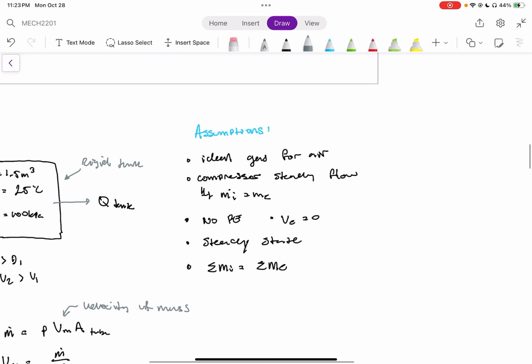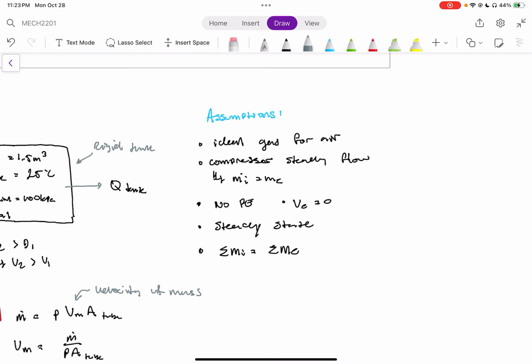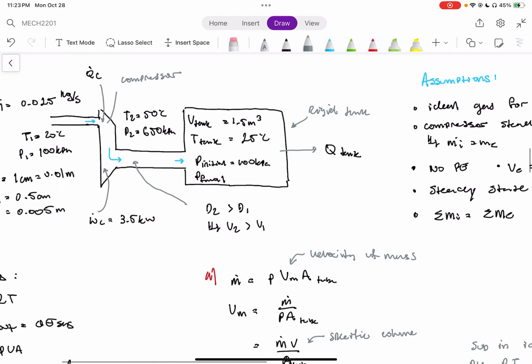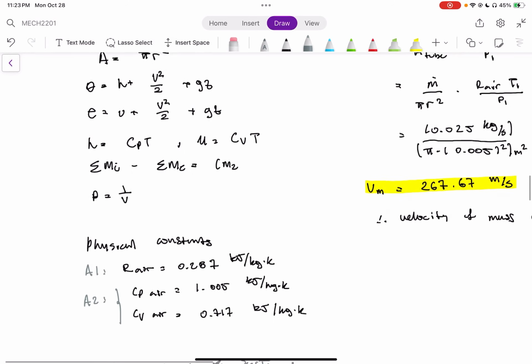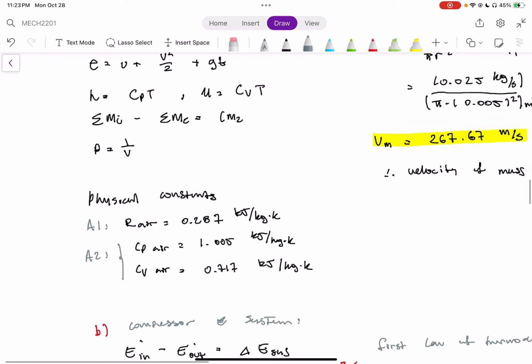Here we have the list of assumptions that were given: ideal gas for air, compression is in steady flow, so Mi equals Me, no potential energy, Ve equals 0, steady state, and Mi equals Me, which I already wrote. This is a list of all the equations that we're going to use, and these are the physical constants backed up by the A1 and A2 tables.